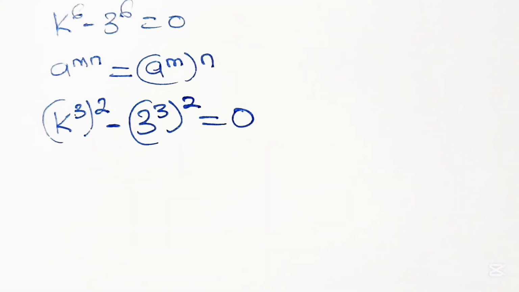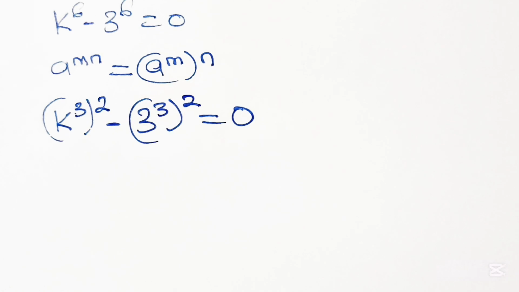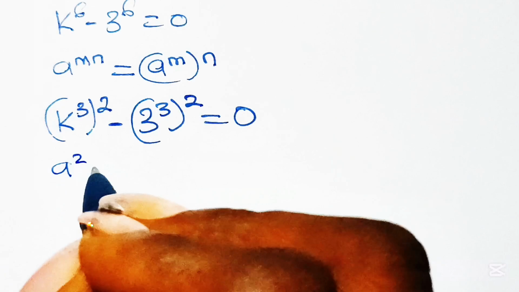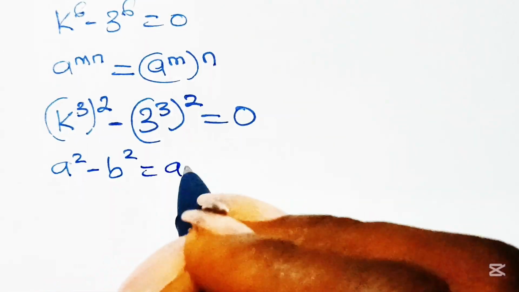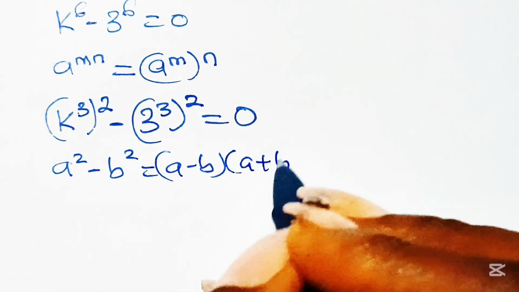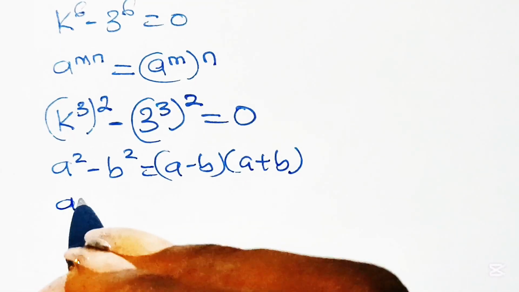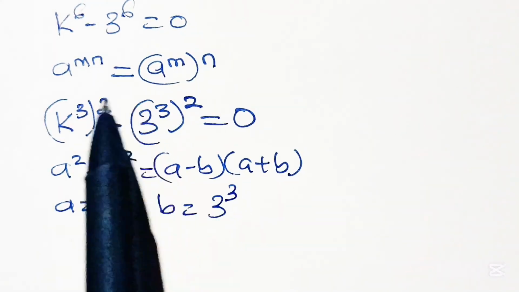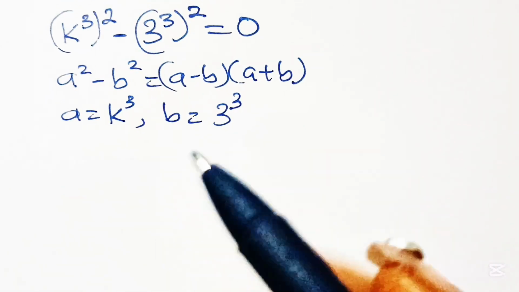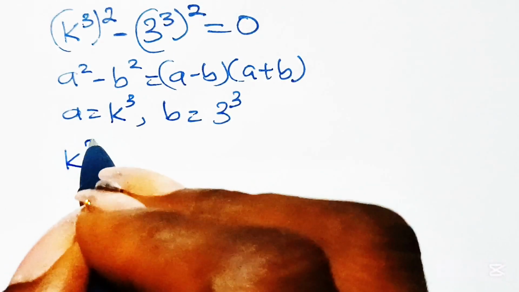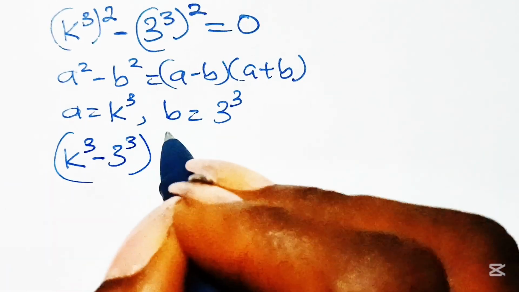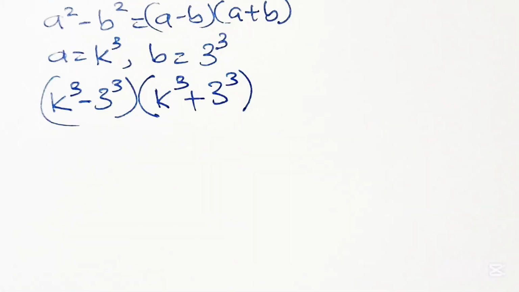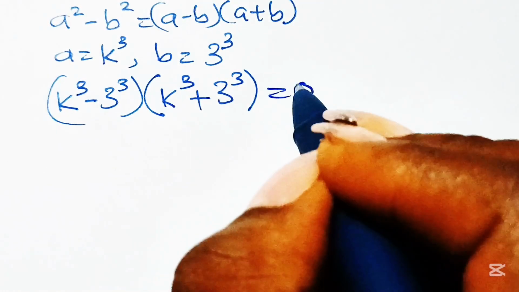Now, if you look closely, what we have is a difference of 2 squares. Therefore, we are going to apply the algebra identity that states that a squared minus b squared is equal to a minus b multiplied by a plus b. In this case, our a is k to the power of 3, while our b is 3 to the power of 3. So we expand: a minus b, that is k to the power of 3 minus 3 to the power of 3, multiplied by a plus b, that is k to the power of 3 plus 3 to the power of 3. All right, now this is equal to 0.